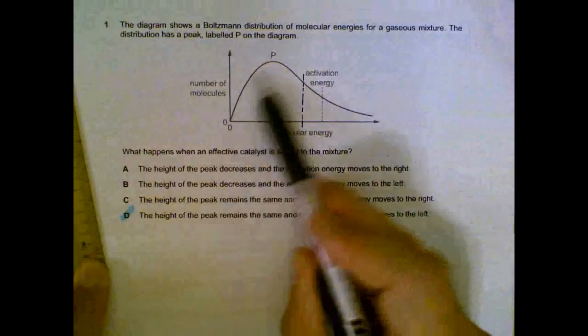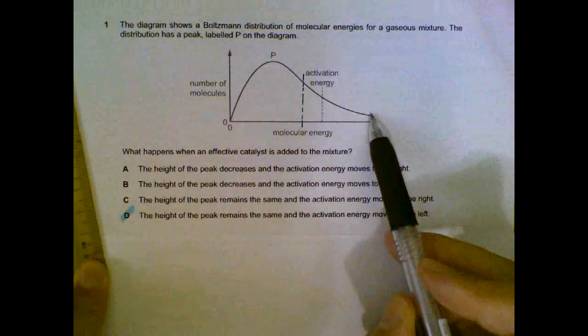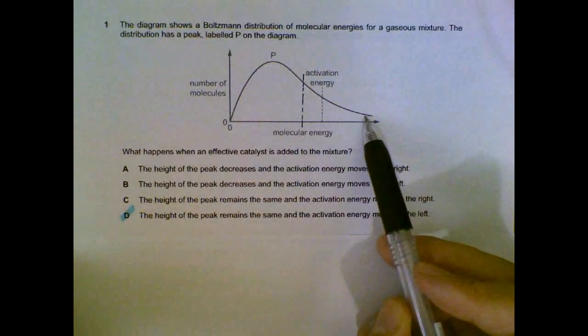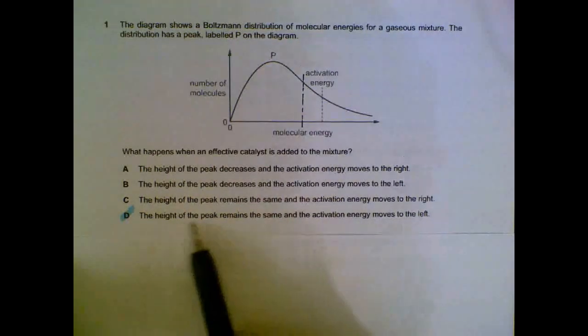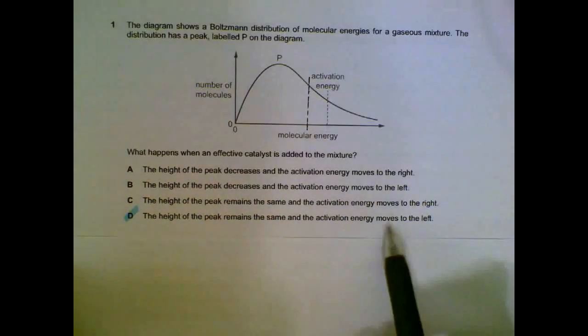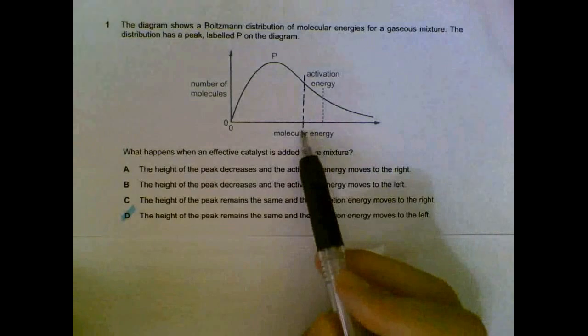The shape of the curve will not change because there's no change in the temperature of the system. So the height of the peak remains the same. Activation energy moves to the left.